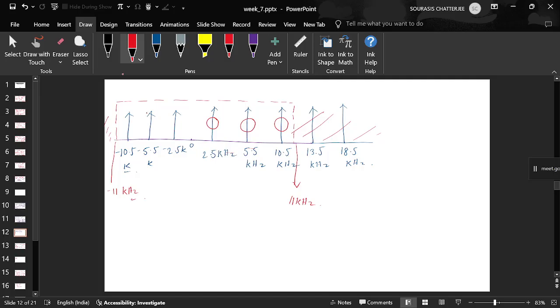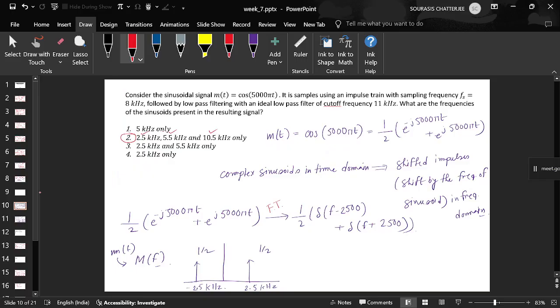Now it is being said it is passed through a low pass filter with a cutoff frequency of 11 kilohertz. So if you draw this rectangular box here with a width of 11 kilohertz, it is basically going to block the components outside 11 kilohertz and let the components inside pass. So we can see there are three distinct sinusoids at three different frequencies. One at 2.5, another at 5.5, another at 10.5. So these three sinusoids we are going to find at the output of this low pass filter with cutoff frequency 11 kilohertz. So therefore this is the answer: 2.5 kilohertz, 5.5 kilohertz and 10.5 kilohertz.